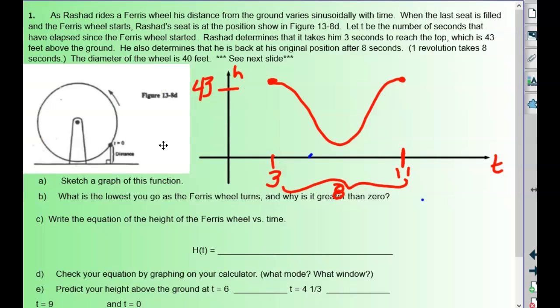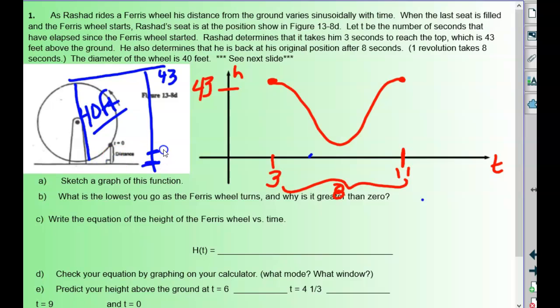All right. What is the lowest he goes? If all the way across here is 40 feet, what is the lowest he ever goes? If he's at the top, he's at 43. So, oh my goodness, 43 is his top height, but 40 is across, so at some point, he's 3 feet off the ground at the bottom. Is that making sense to everybody?